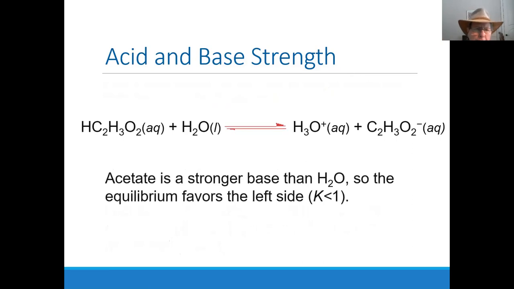On the other hand, if I have acetic acid in water, the acetate is a much stronger base than the water is. Because the acetate is a much stronger base, it favors remaking water and remaking the acetic acid. In this case, my equilibrium constant is much less than 1.